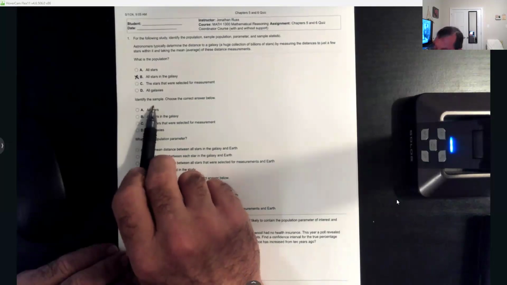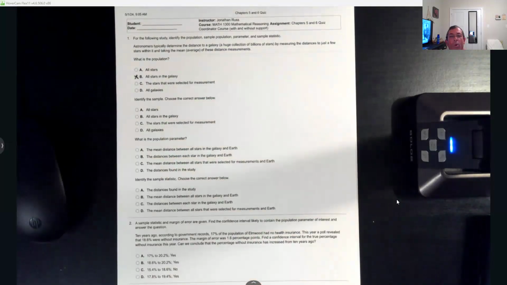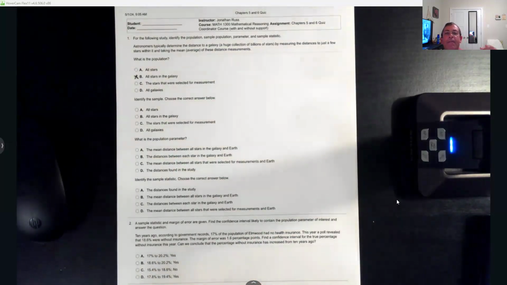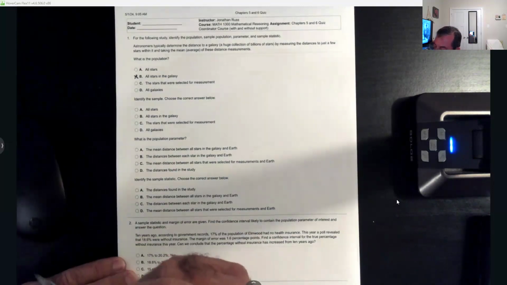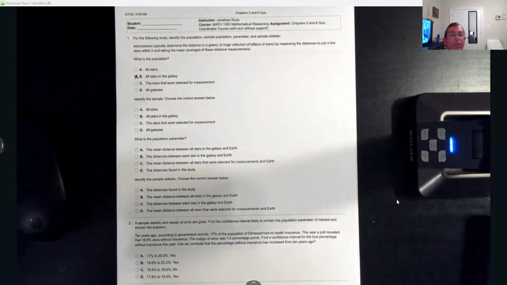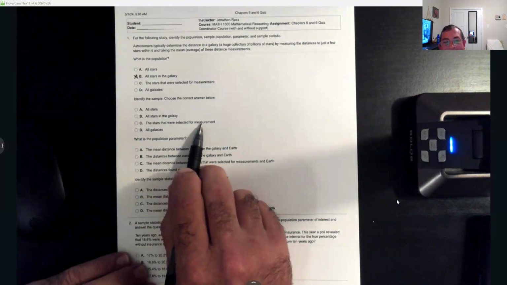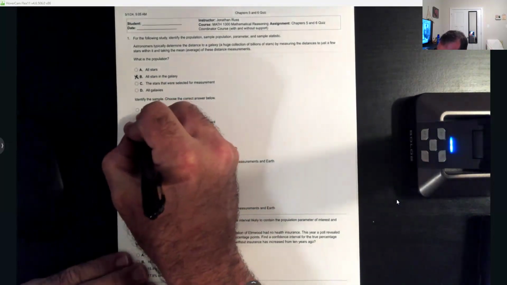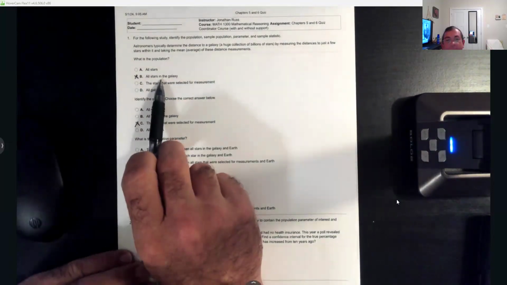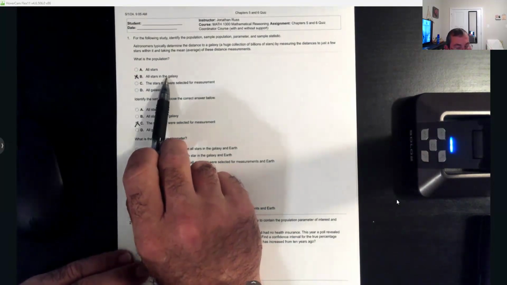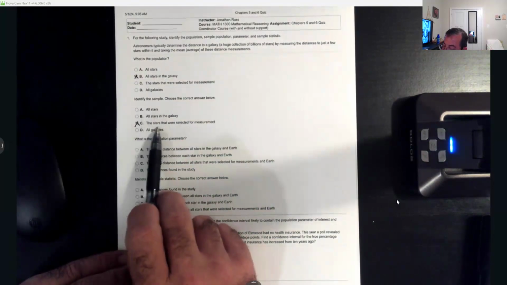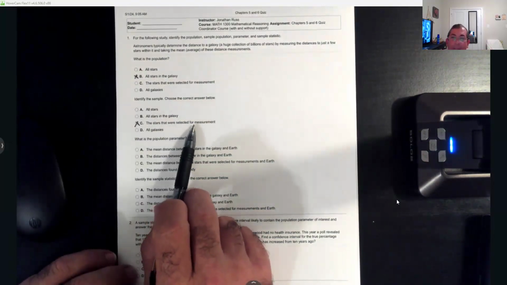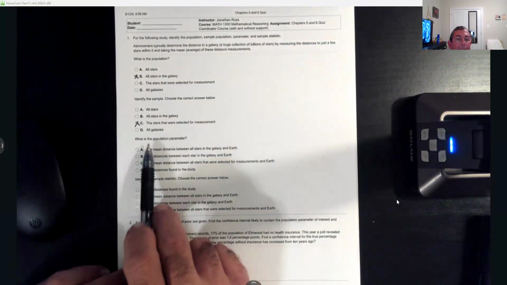Now the sample, well, y'all, we can't measure every star in a galaxy. So we choose a sample. And our sample is going to be the stars that were selected for measurement. Because y'all, like we said, we can't do all stars in the galaxy. So our sample will be the stars that we did select for measurement, okay?